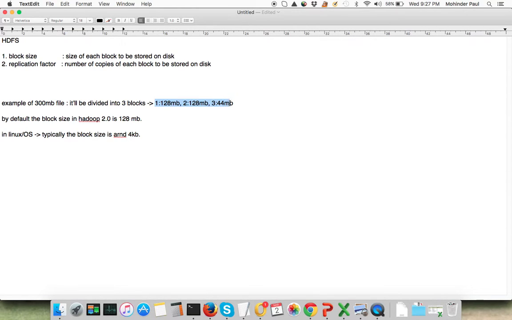Okay, I have another question here. Rajat is asking why HDFS has a default block size of 128 MB. Why such a big block size? That's a good question, Rajat.